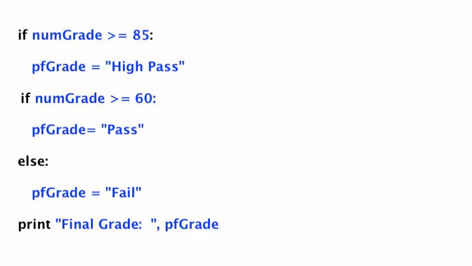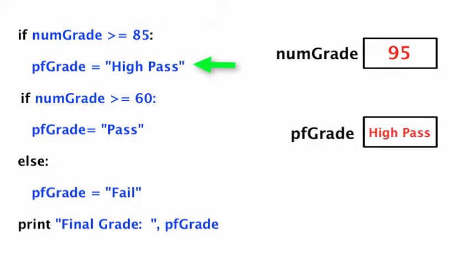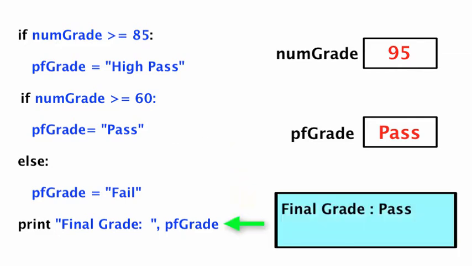Let's trace the new code with num grade having a value of 95 and see how it goes. The first if statement is executed, and since 95 greater than or equal to 85 is true, PF grade is assigned high pass. Execution then continues on to the next if statement, but since 95 greater than or equal to 60 is also true, PF grade is now assigned pass. After skipping over the associated else portion, final grade, pass, will be output, which is incorrect for a score of 95. Let's see how we can possibly fix this code.